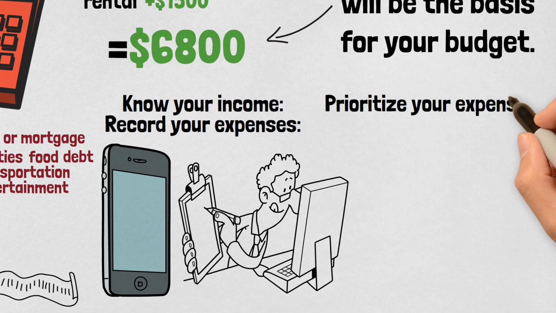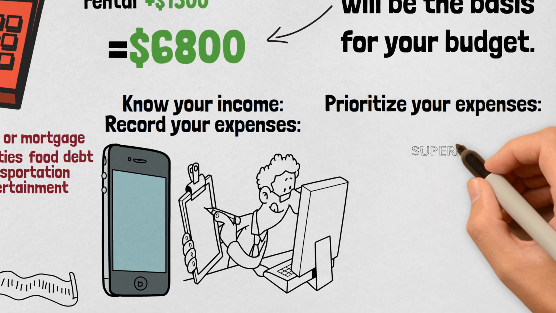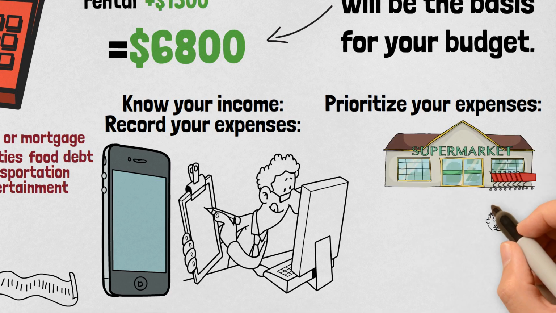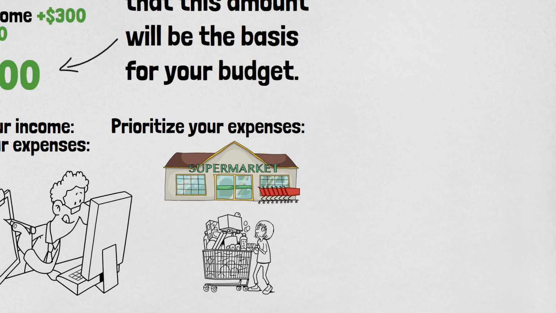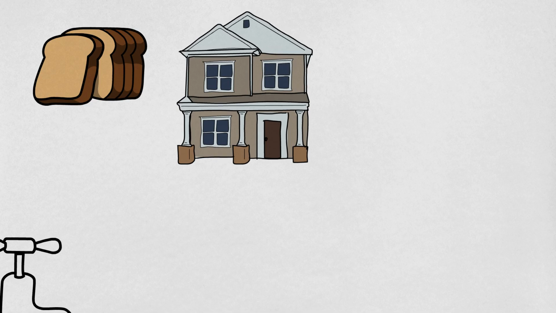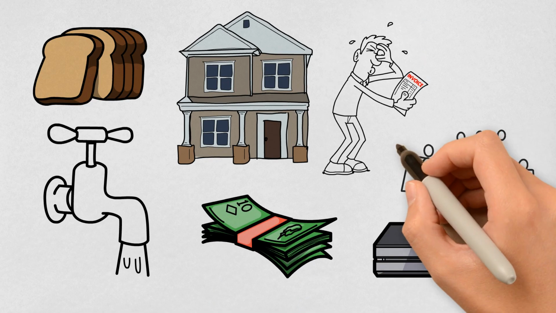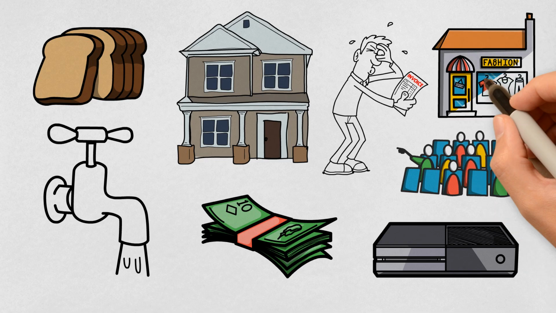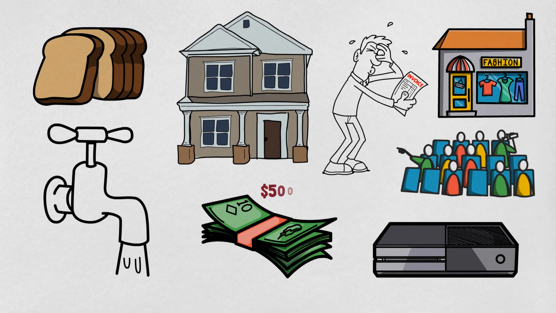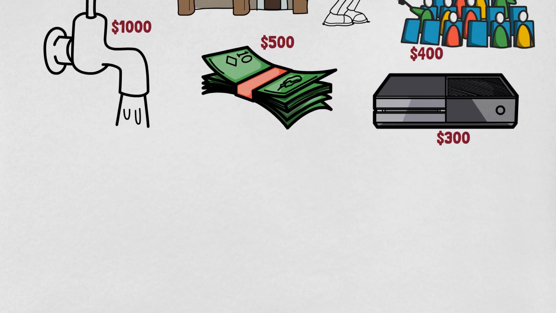Prioritize your expenses. Review your expenses and classify them into categories according to their importance and need. For example, basic needs: food, housing, utilities; debt payments and financial obligations; and discretionary expenses: entertainment, non-essential purchases. Allocate a percentage or specific amount of your income to each category, prioritizing basic needs and savings.